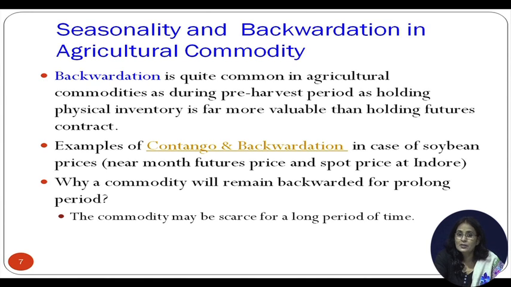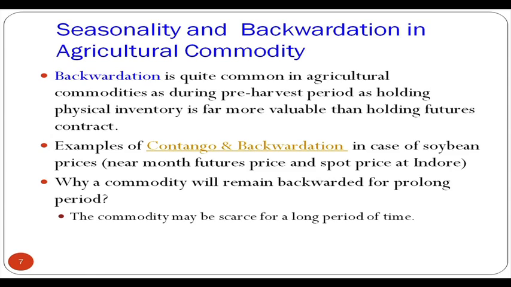However, in some special situations, you can have the futures price less than the spot price. Backwardation predominantly occurs in agricultural commodities because during the pre-harvest period, when there is a supply crunch, people are more keen on holding inventory, or spot prices increase more than the futures price. Because of the lack of supply, people tend to pay a higher price for purchasing the underlying agri-commodity.